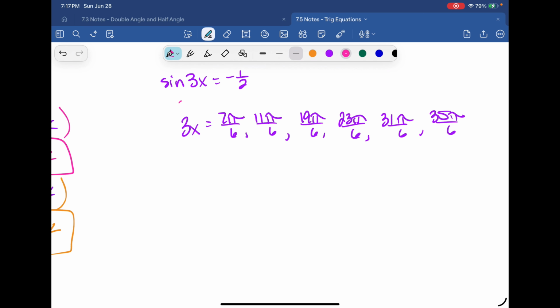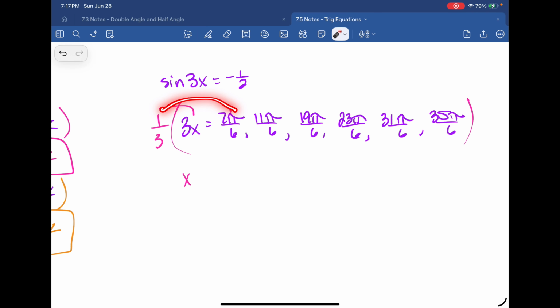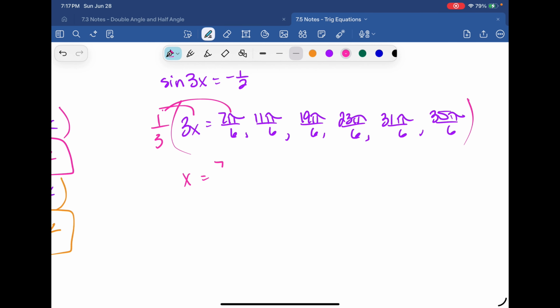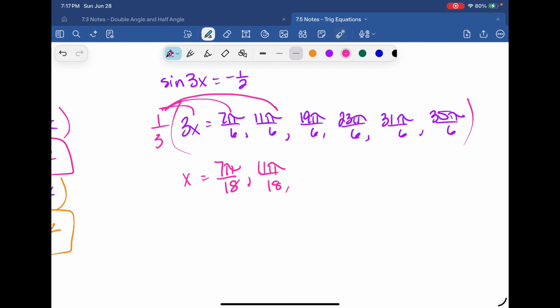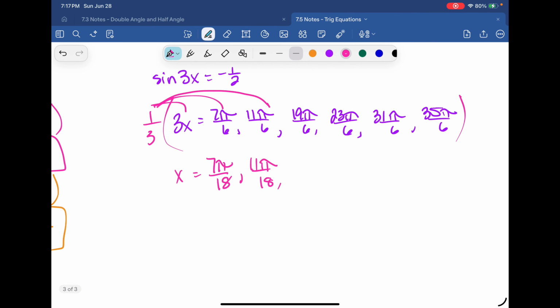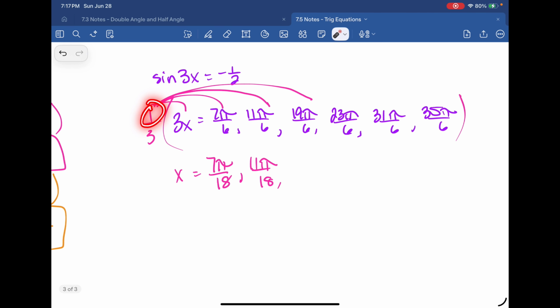All right, so multiply through by 1/3. It's going to give me x. I multiply 1/3 by 7 pi over 6. 1 times 7 pi, 3 times 6, so 7 pi over 18. Distribute here. So that's going to be 1 times 11 pi, 3 times 6. So 11 pi over 18. Distribute. 1 times 19 pi, 3 times 6.